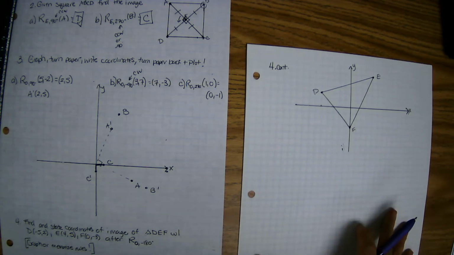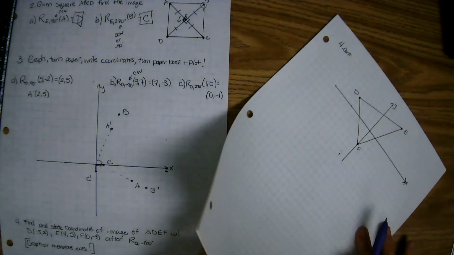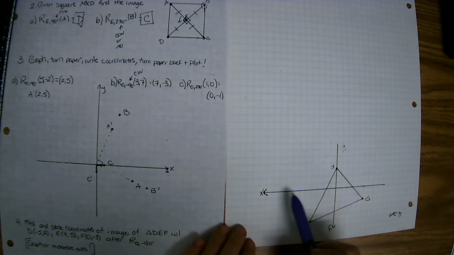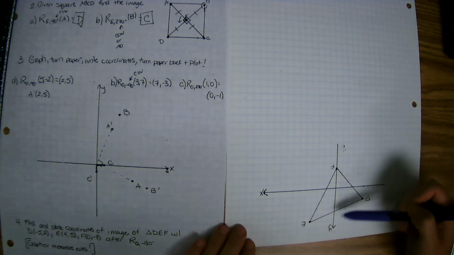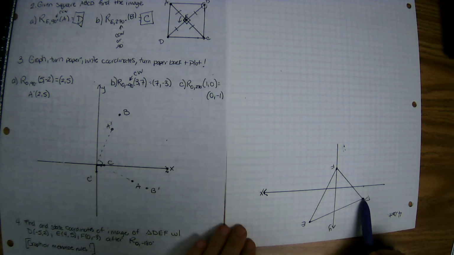So let's take our paper and we're going to rotate it. We want to go -180. So we're going to go clockwise. There's clockwise 90, clockwise 180. Looking at my new x-axis, my new y-axis. The coordinates for D, I'm going to go over 5, down 2.